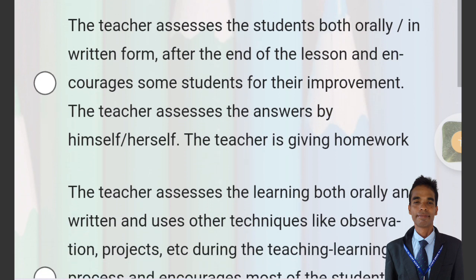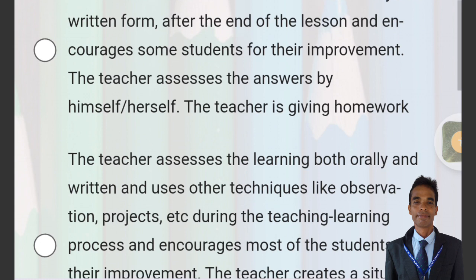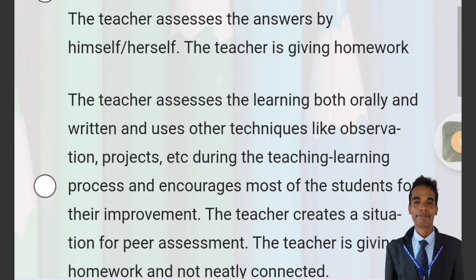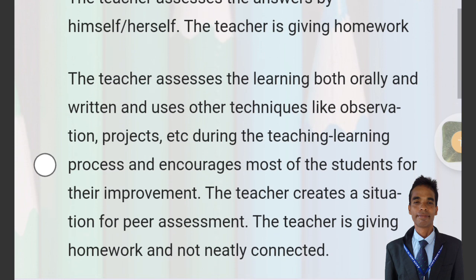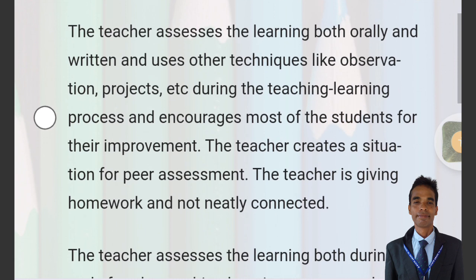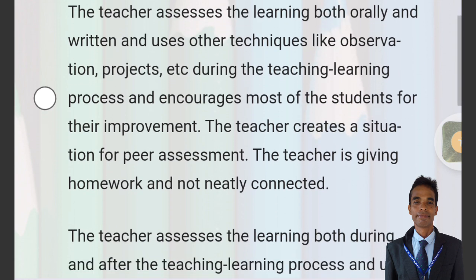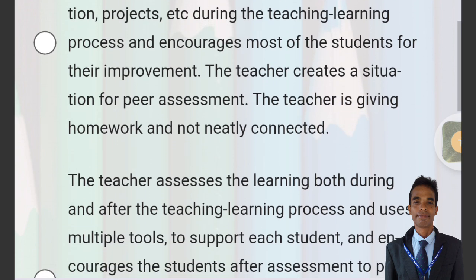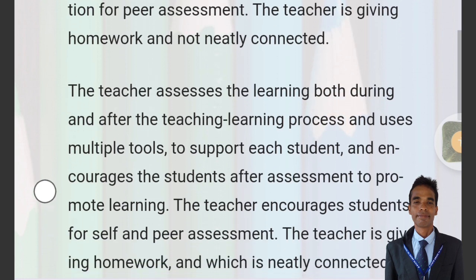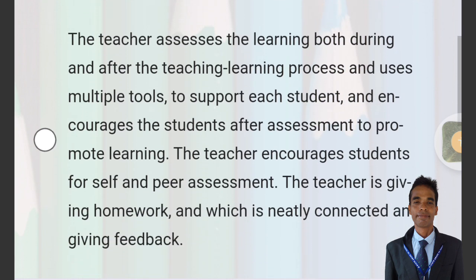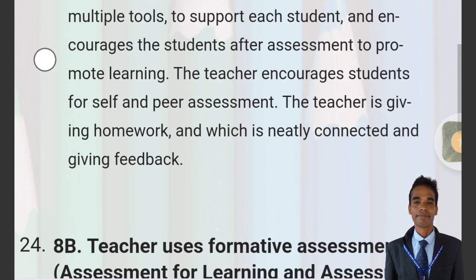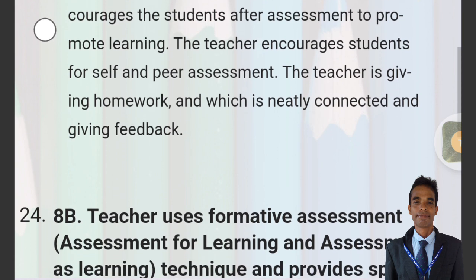The teacher assesses the learning both orally and written and uses other techniques like observation, projects, etc. during the teaching learning process and encourages most of the students for their improvement. The teacher creates a situation for peer assessment. The teacher is giving homework but not neatly connected. The teacher assesses the learning both during and after the teaching learning process and uses multiple tools to support each student, and encourages the students after assessment to promote learning. The teacher encourages students for self and peer assessment. The teacher is giving homework, which is neatly connected, and giving feedback.